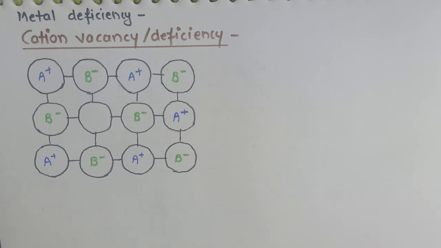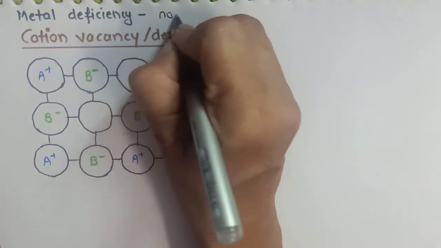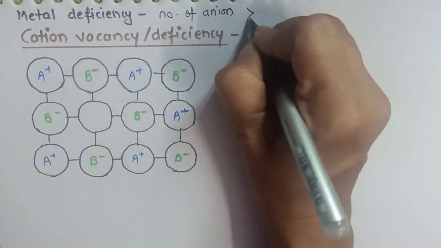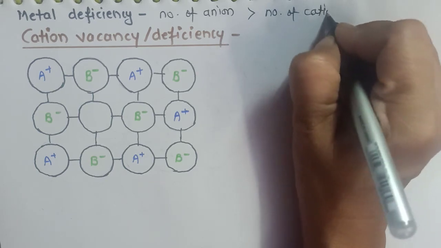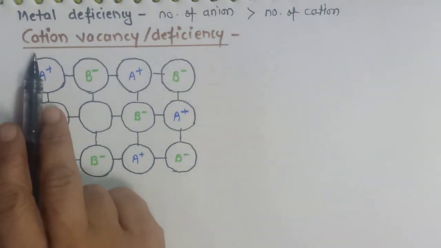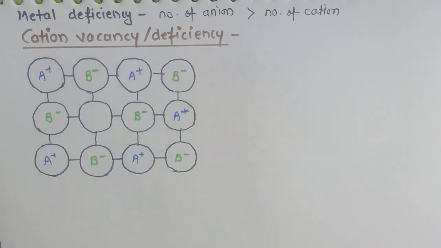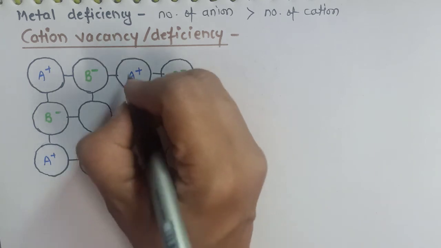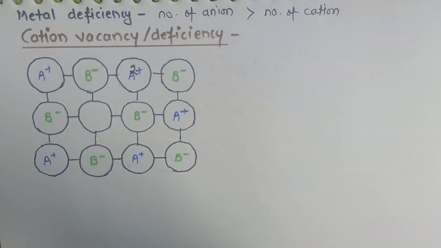Moving on to metal deficiency defect. Metal deficiency means the number of anions becomes more than the number of cations. So it can be due to cation vacancy or deficiency. That's the first topic that I am going to cover. In this type of defect, in a perfectly arranged crystal lattice, a cation leaves its place or is missing from its place. Obviously, the electrical neutrality has to be maintained. So, to maintain the electrical neutrality, let's say the nearest neighboring cation changes its charge. The nearest neighboring cation increases its covalency, and this is how the electrical neutrality is maintained.